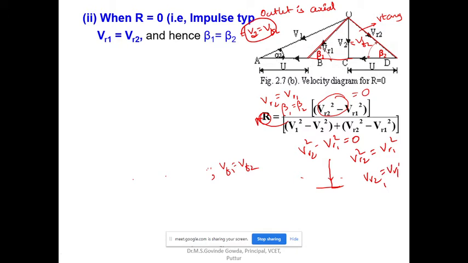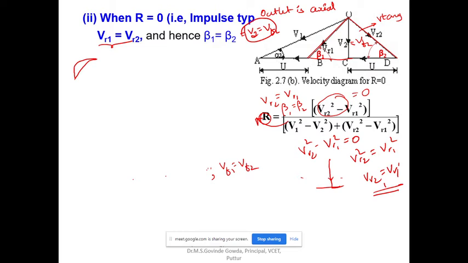So if R is 0, automatically the denominator becomes 0, and this is the first condition. What is the condition here? VR1 equals VR2. If VR1 equals VR2, it implies that the blade is symmetrical, or beta 1 equal to beta 2. What do you mean by a blade being symmetrical? I think you have seen such types of blades. This is called a symmetrical blade. The entry and exit are bent in the same direction. So that is called a symmetric blade.